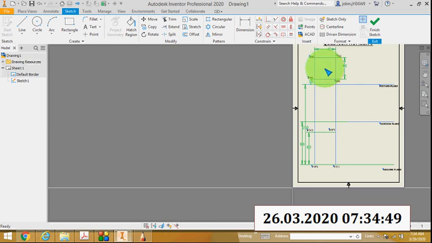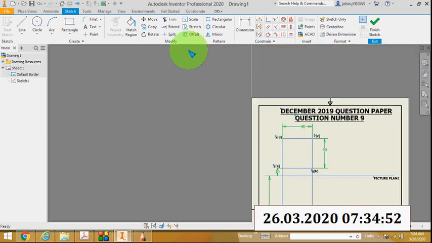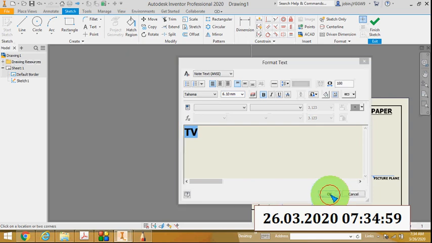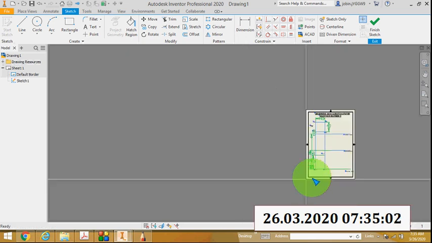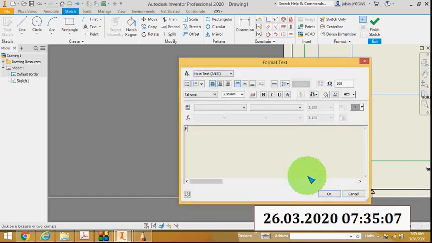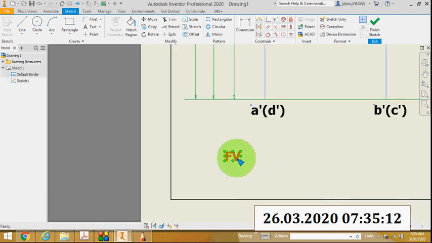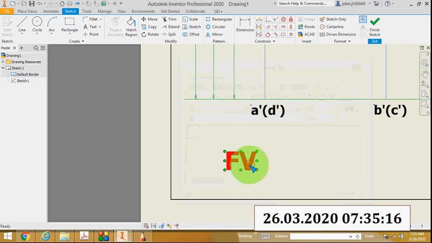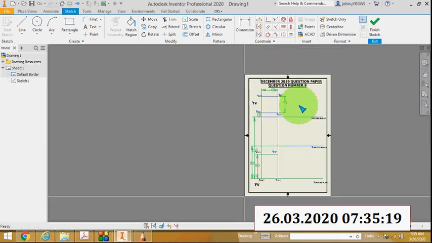So now I draw this is the top view. In perspective this is the top view, so I will write here TV. This is the top view, and this is the front view. Then I will draw the central plane.